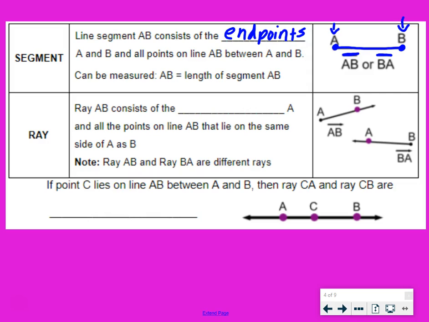A segment can be measured. You can find the length of a segment. AB, if you just have the letters with no line on top of it, that means you're talking about the length of segment AB.